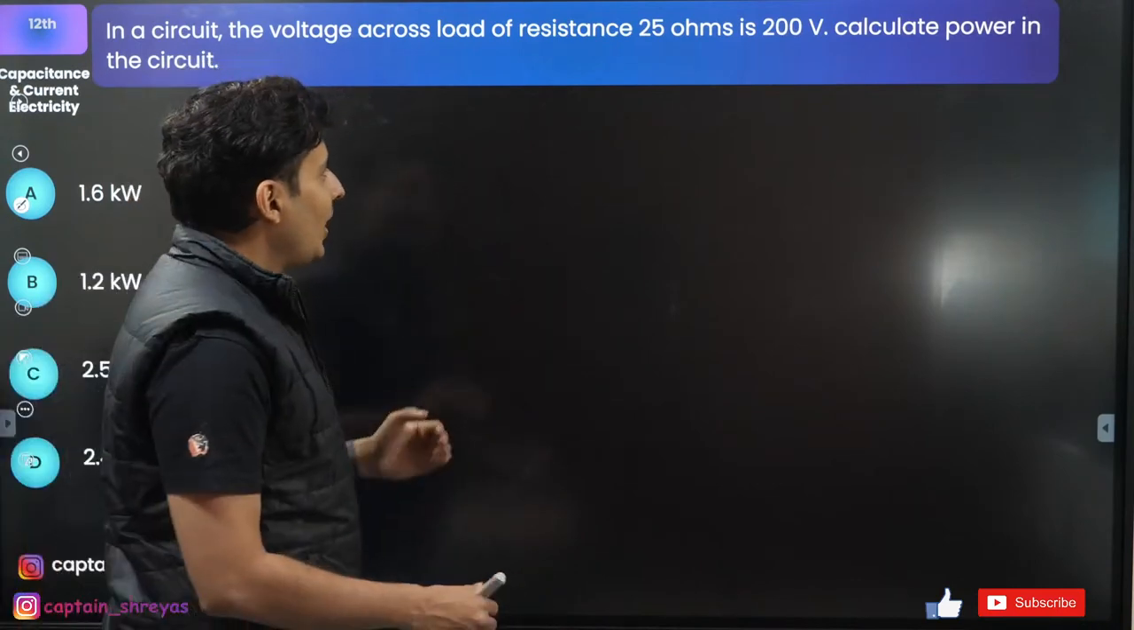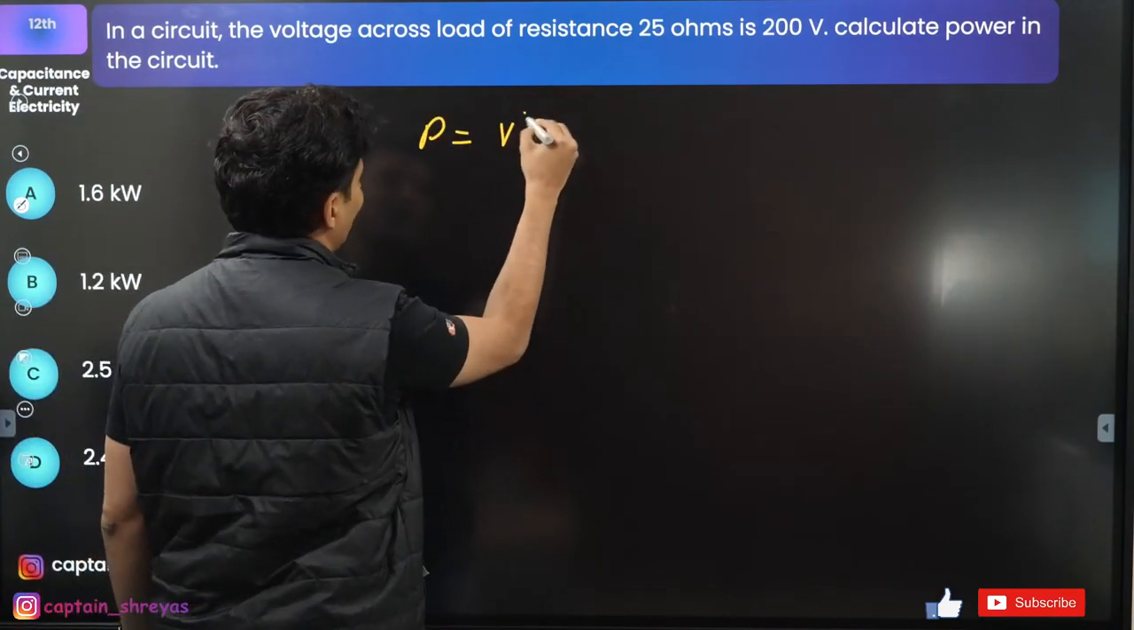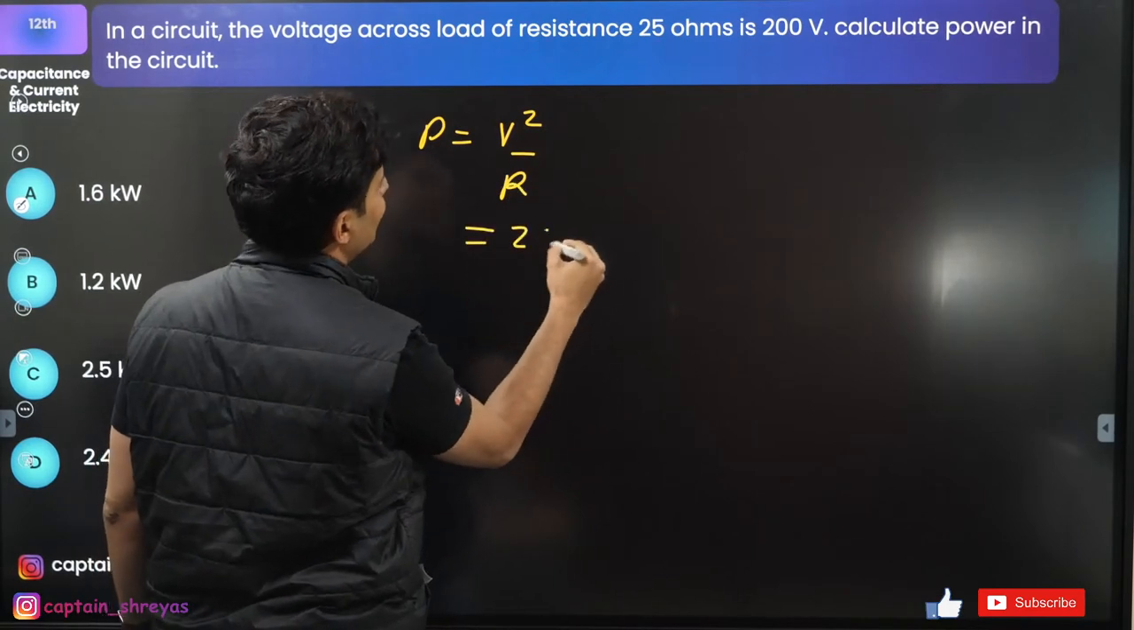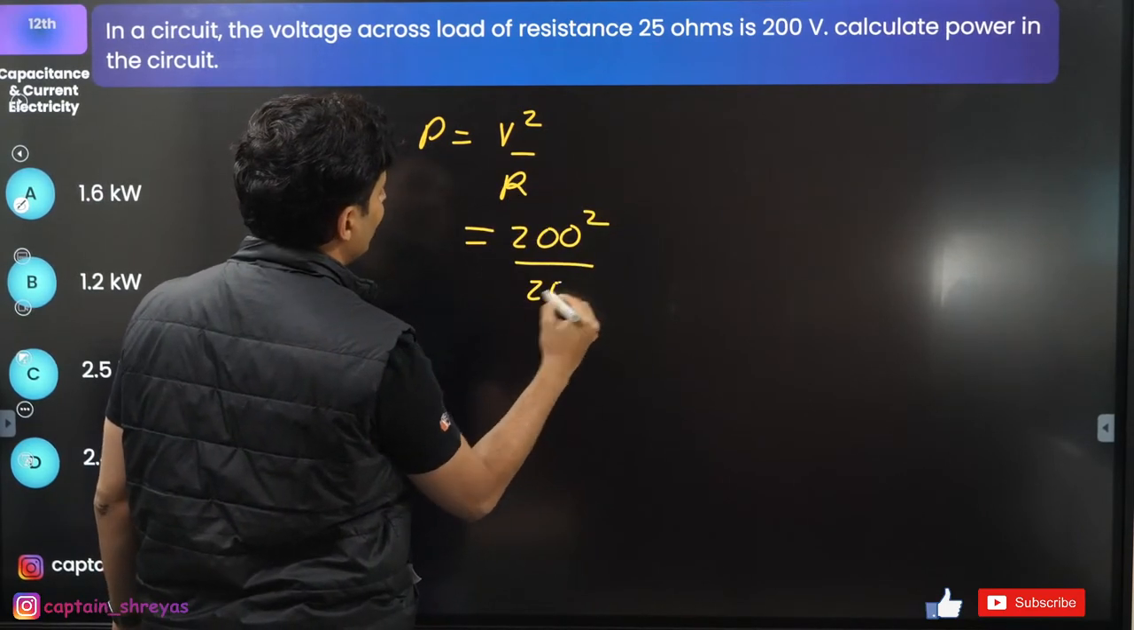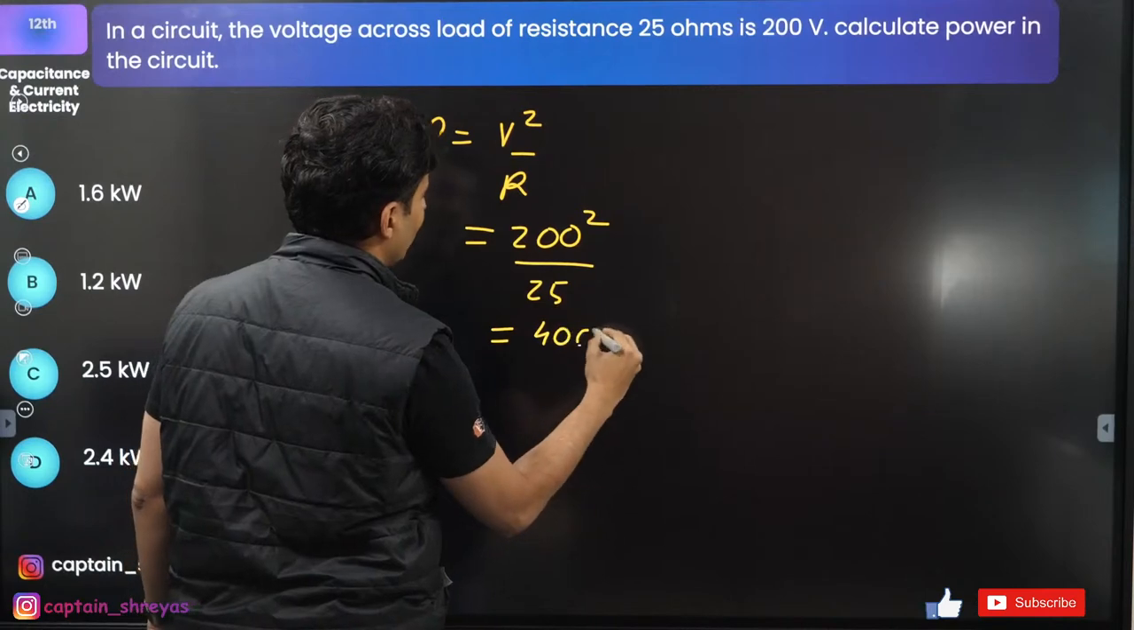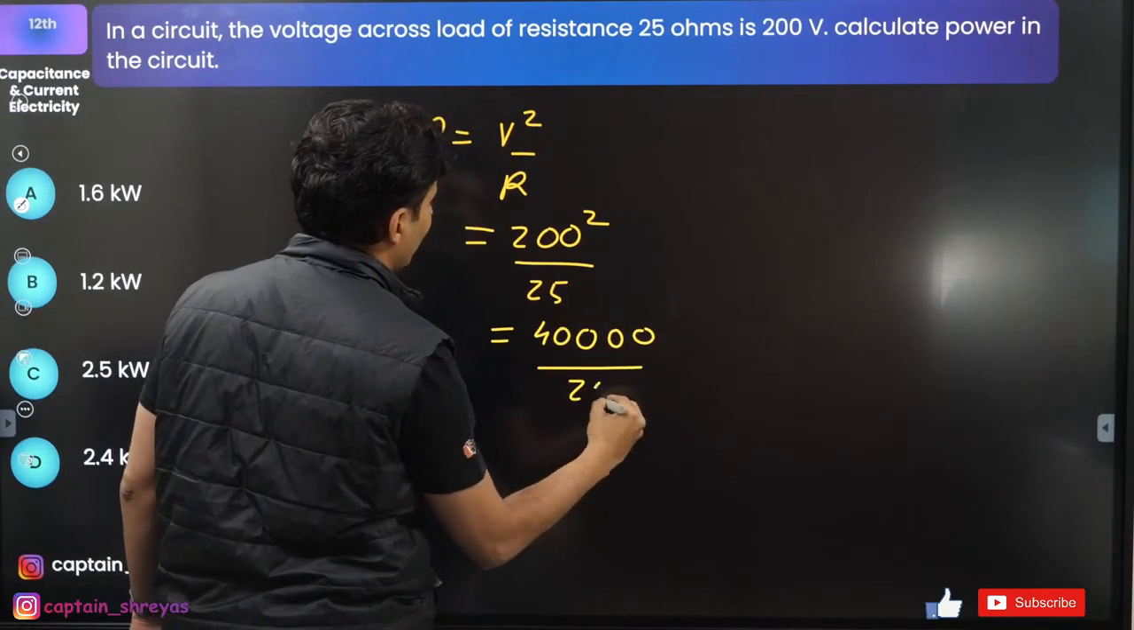All right. So power is V squared by R. I think that's the formula I'm going to use. Voltage is 200. Resistance is 25. So this is going to be 400 and then like this, and 25.